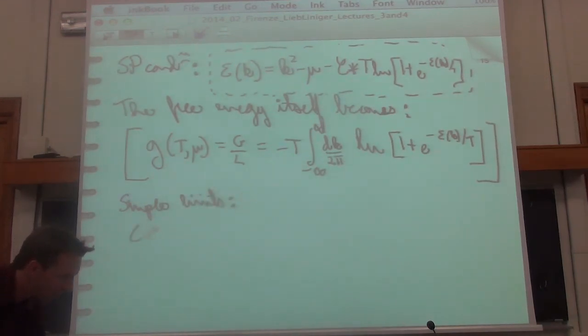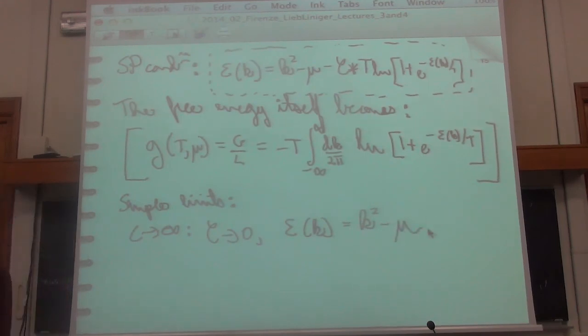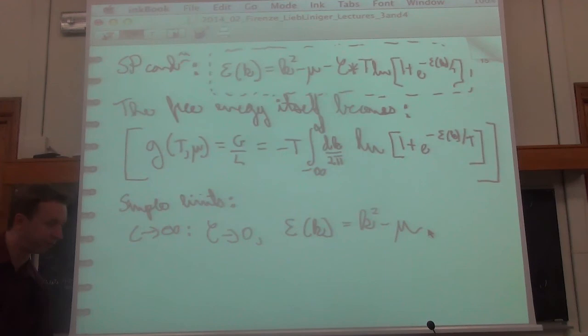When you take c goes to infinity, the so-called Tonks-Girardeau limit, then the nice thing is that, as we've seen before, this kernel c just vanishes, so the epsilon of k just becomes k squared minus mu. So now this just becomes a system of free fermions, and your Gibbs free energy is just the Gibbs free energy of free fermions.